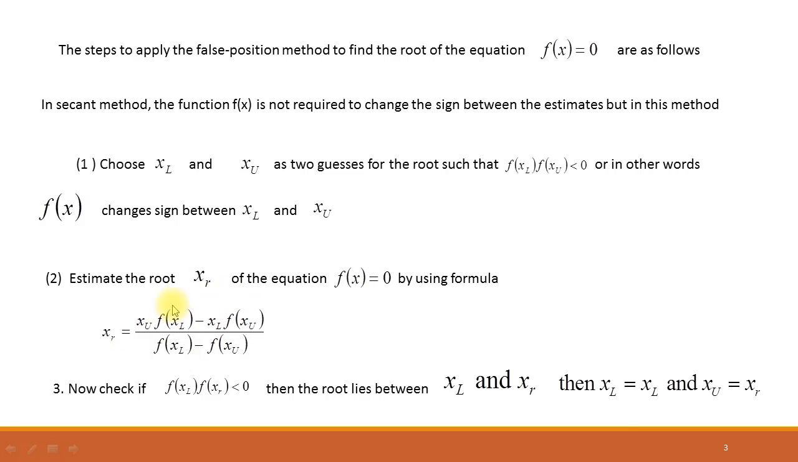This is like the secant method formula. x_r is equal to (x_u f(x_l) - x_l f(x_u)) / (f(x_l) - f(x_u)). Then for the next root, suppose this is x0, this is x1 and this is x2. Now to find the third root, again check the sign of the function at x_l and x_r. Suppose f(x_l) times f(x_r) is less than 0.